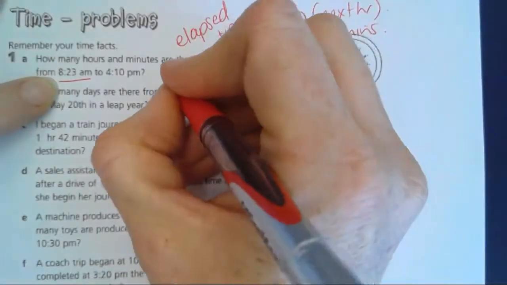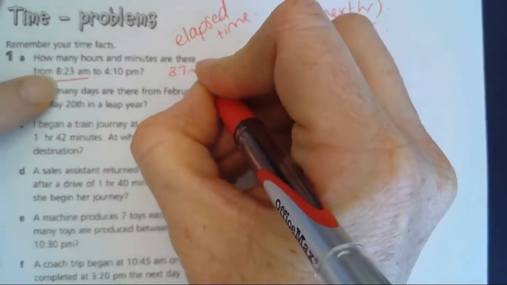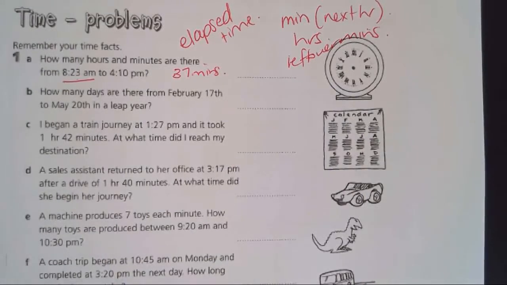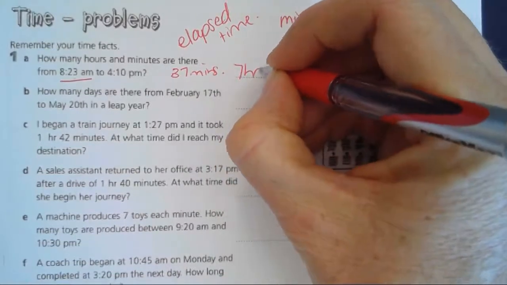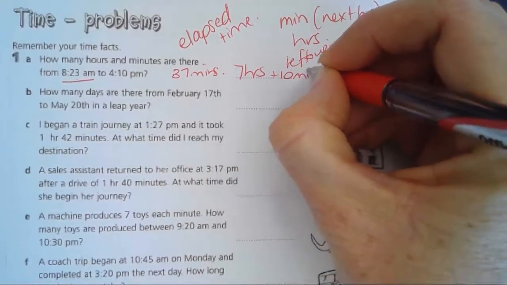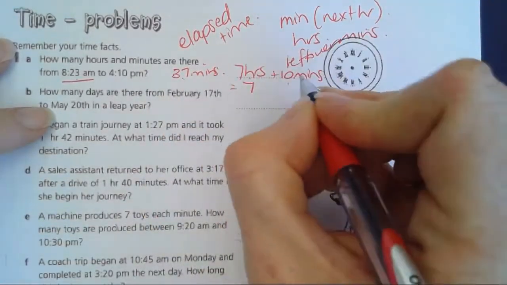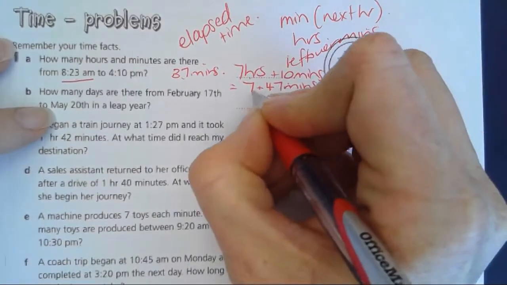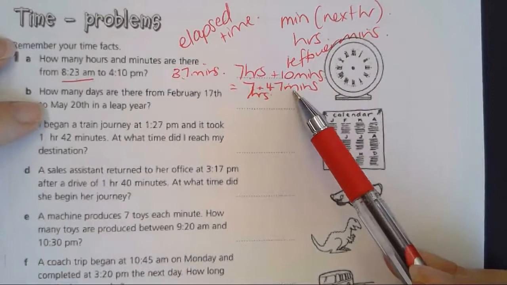Hold on a second. So we've got 37 minutes to 9 o'clock, and then we've got 9, 10, 11, 12, 1, 2, 3, 4. That's 7 hours and 10 minutes. So all together we've got 7 hours and 47 minutes. Okay? 7 hours and 47 minutes.